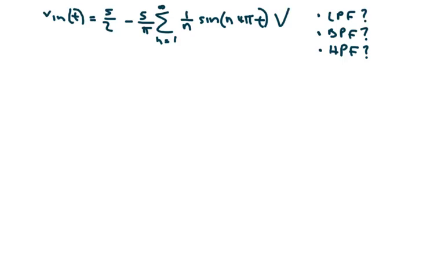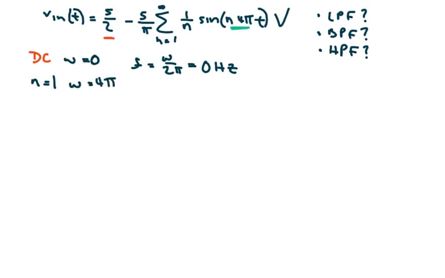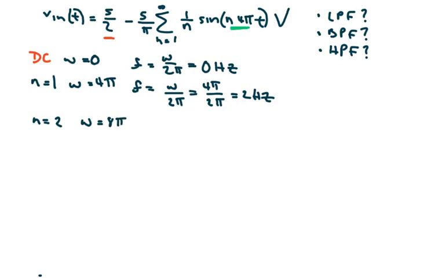Now we know that the DC component here is when omega equals 0, and we also know that the frequency there will be omega over 2 pi, which of course is 0 hertz. Now for n equals 1, we know that omega will equal 4 pi based on this equation here, and our frequency will be omega over 2 pi, which is 4 pi over 2 pi, which is 2 hertz. Then for n equals 2, omega will equal 8 pi, and the frequency will be 8 pi over 2 pi, which equals 4 hertz. So that gives us a general trend of what's happening with our frequency.